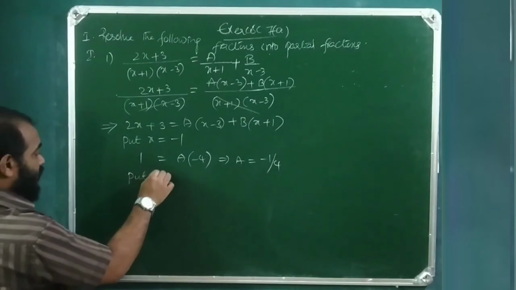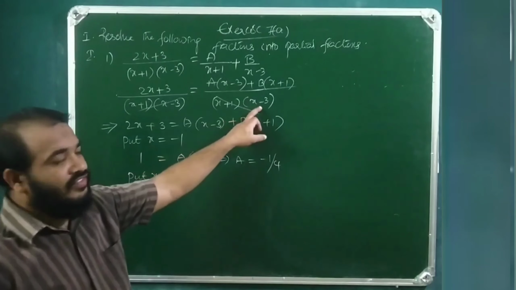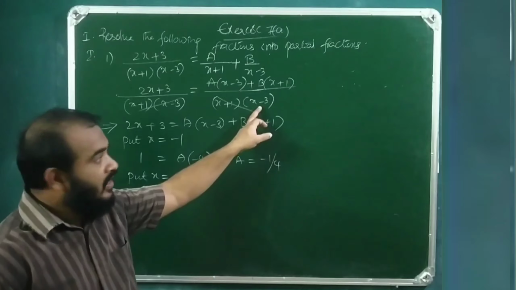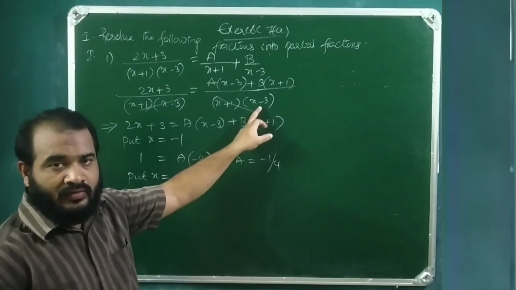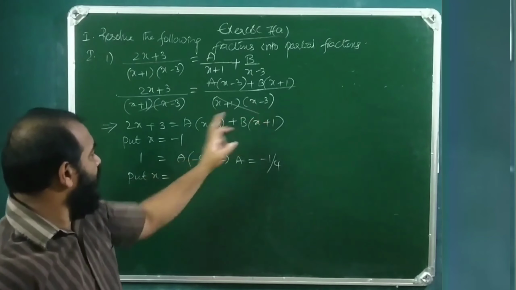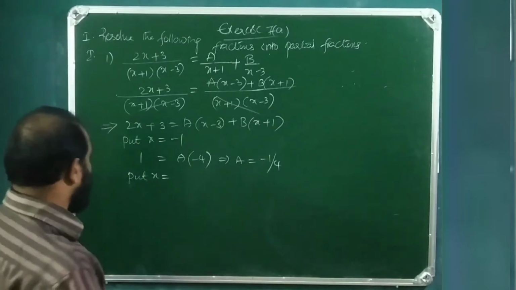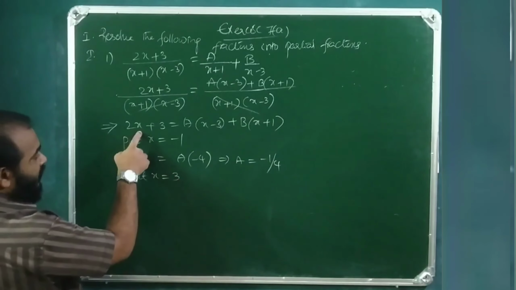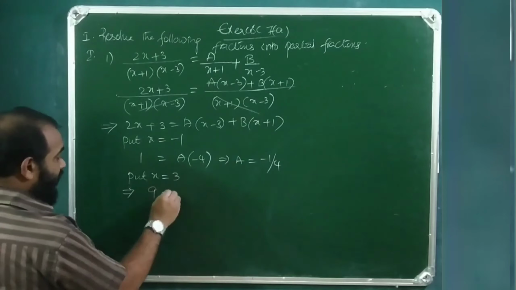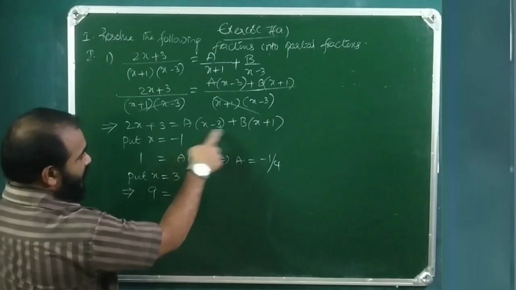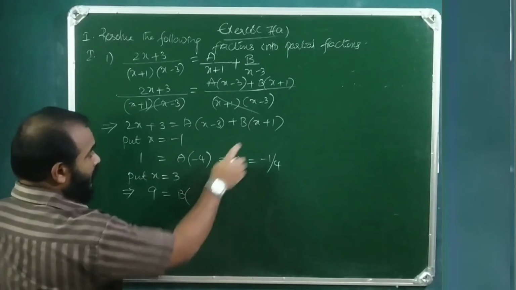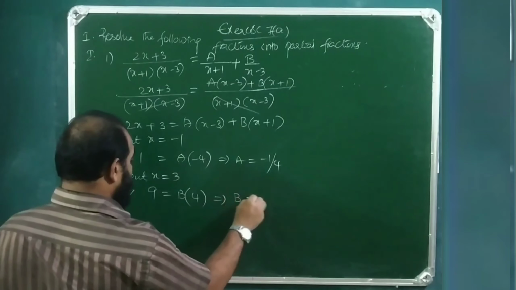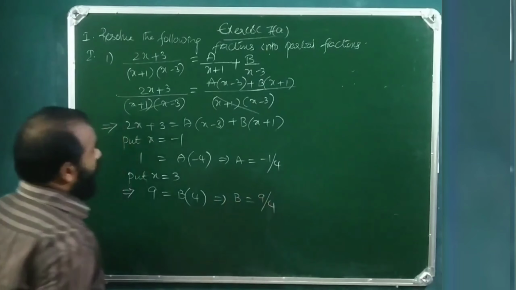x minus 3 is the linear factor. Equate it to 0, x equals 3. 3 is the root or solution, and the root has to satisfy the equation. So put x equals 3 here. 2 3s are 6, 6 plus 3 is 9, equals A into (3 minus 3), which is 0. So B into (3 plus 1), which is 4. So from this, B equals 9 by 4.